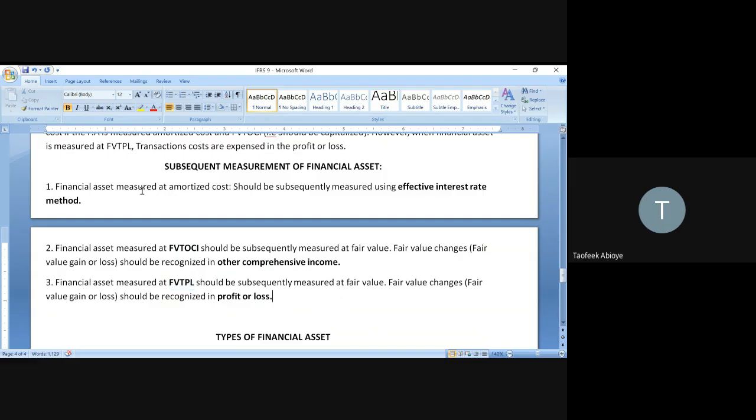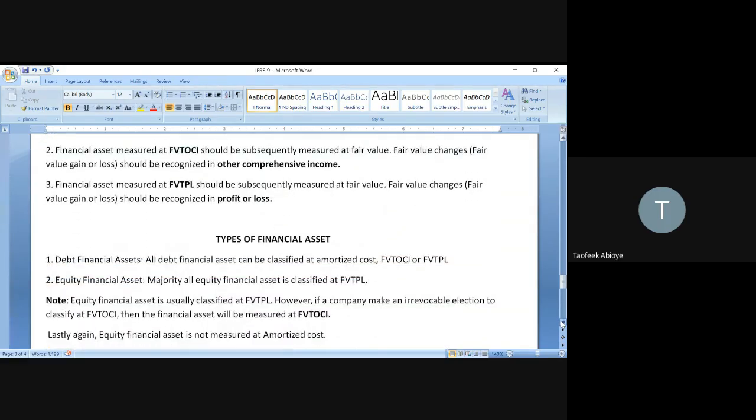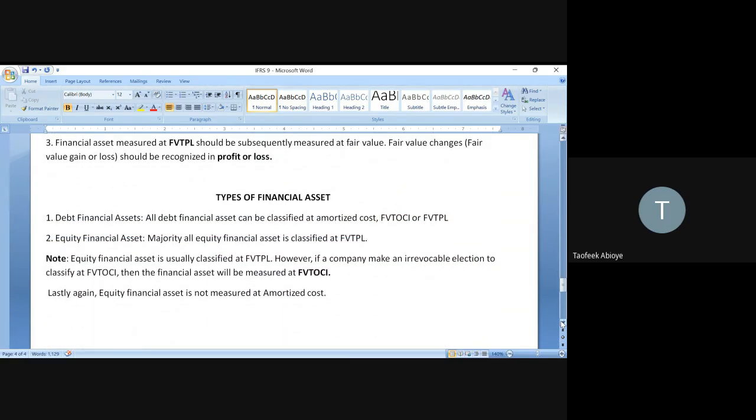But at amortized cost too, we are using the effective interest rate method. That one that we did now, A plus B minus C, the opening balance. So when we solve questions, we are going to see. And another thing that I need to say for solving questions is the type of financial asset.